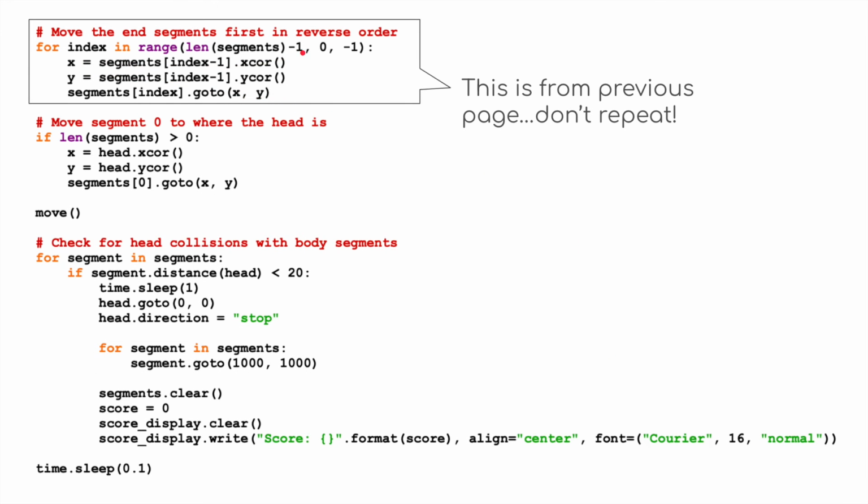That's just from the previous slide. We're going to move segment 0 to where the head is. If the length of the segments is greater than 0, then we've got to add a segment to the next position. Check the head for colliding with body segments. You see, this is another problem. If I move the snake around and move too fast, if it touches the tail, then it's going to stop again. The snake can't eat itself, basically. We don't want the snake running into it, and I'll show you that back in Python.